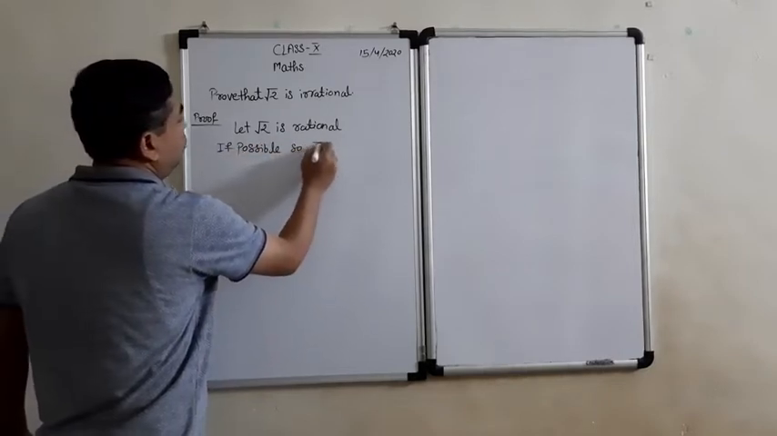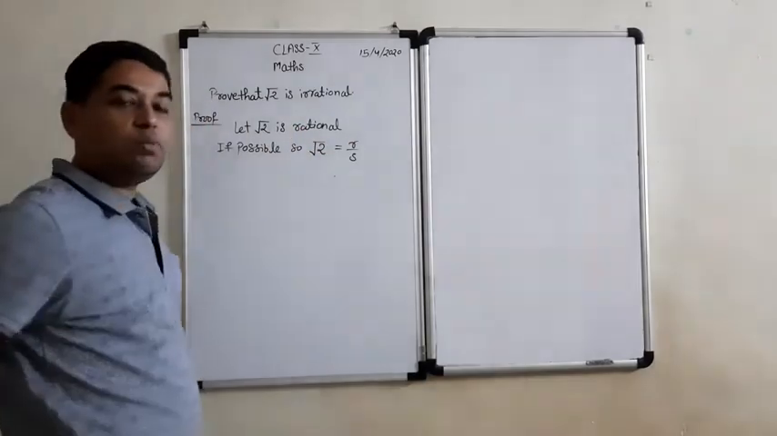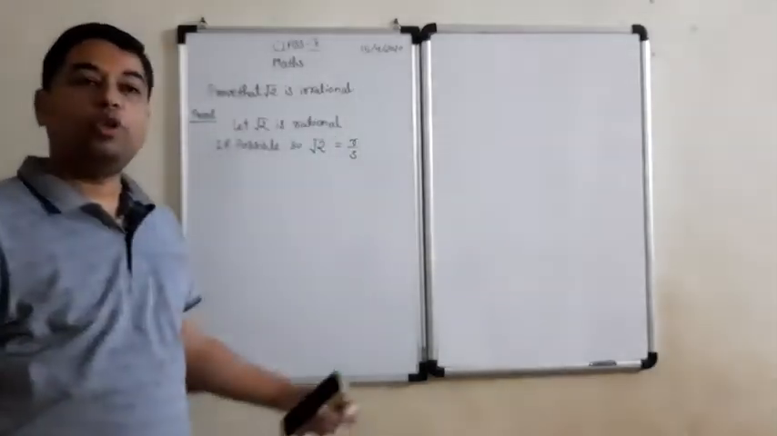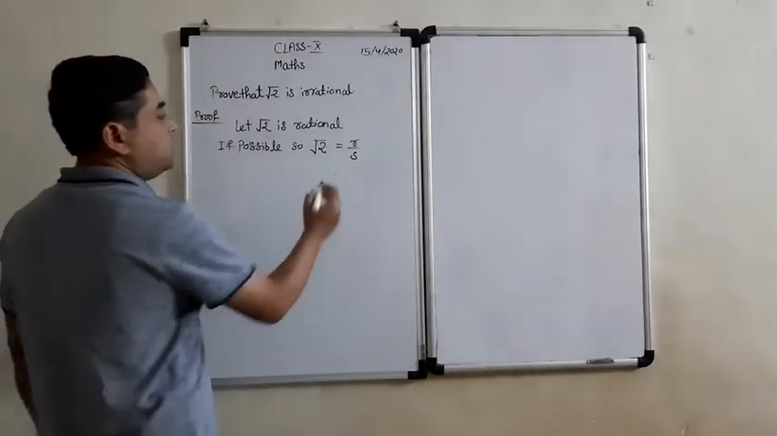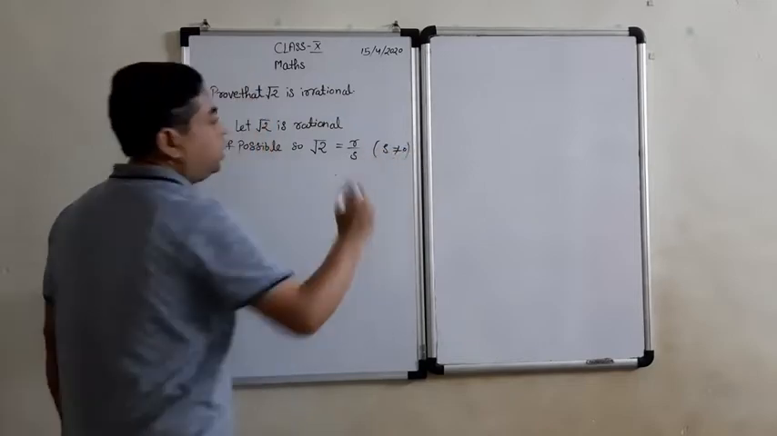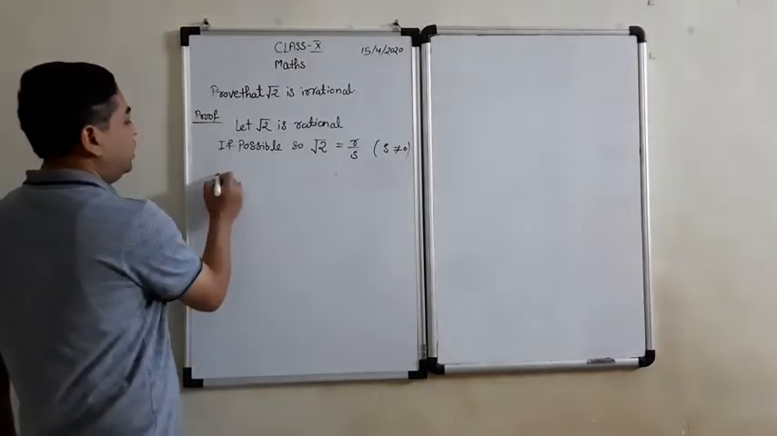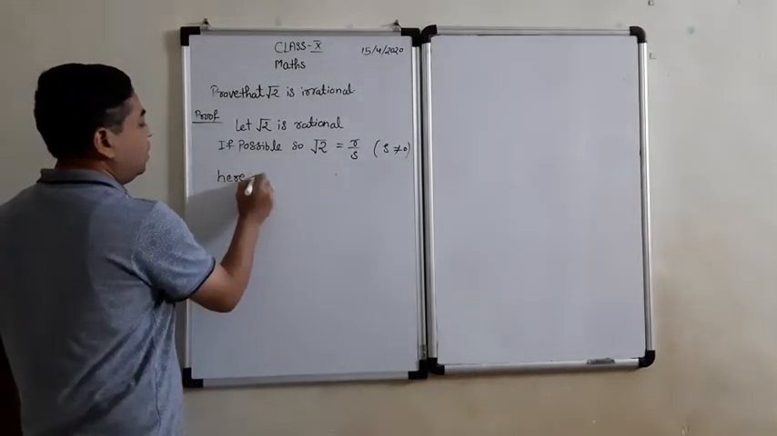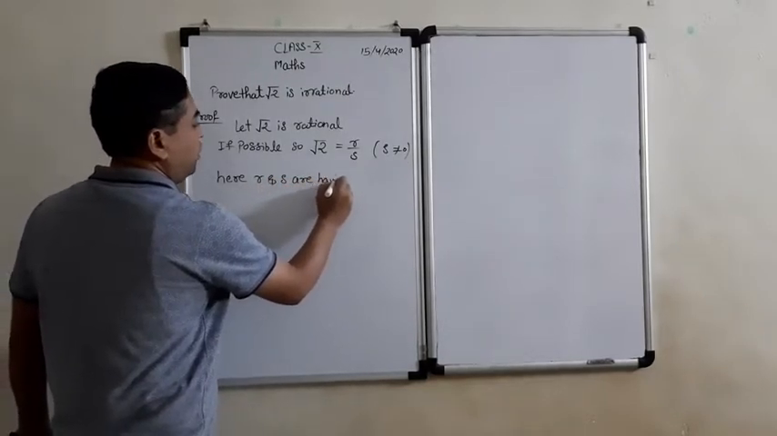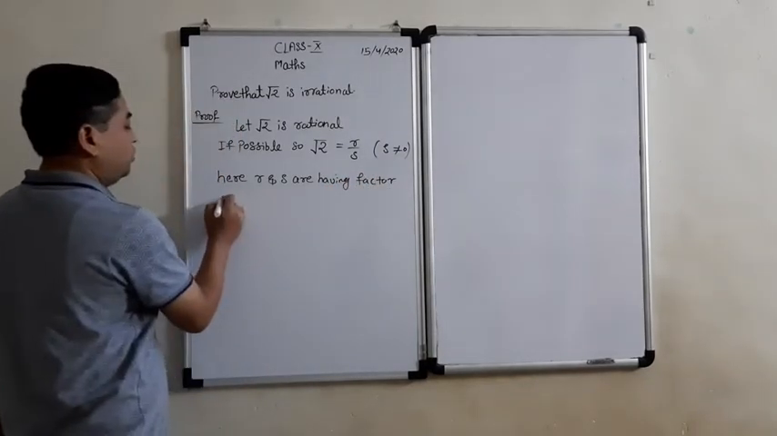So root 2 we can write in the form of r by s, because if root 2 is a rational number, it can be written in the form of r by s, since every rational number can be written as numerator and denominator, where s is not equal to 0. And let us suppose r and s have a common factor other than 1.